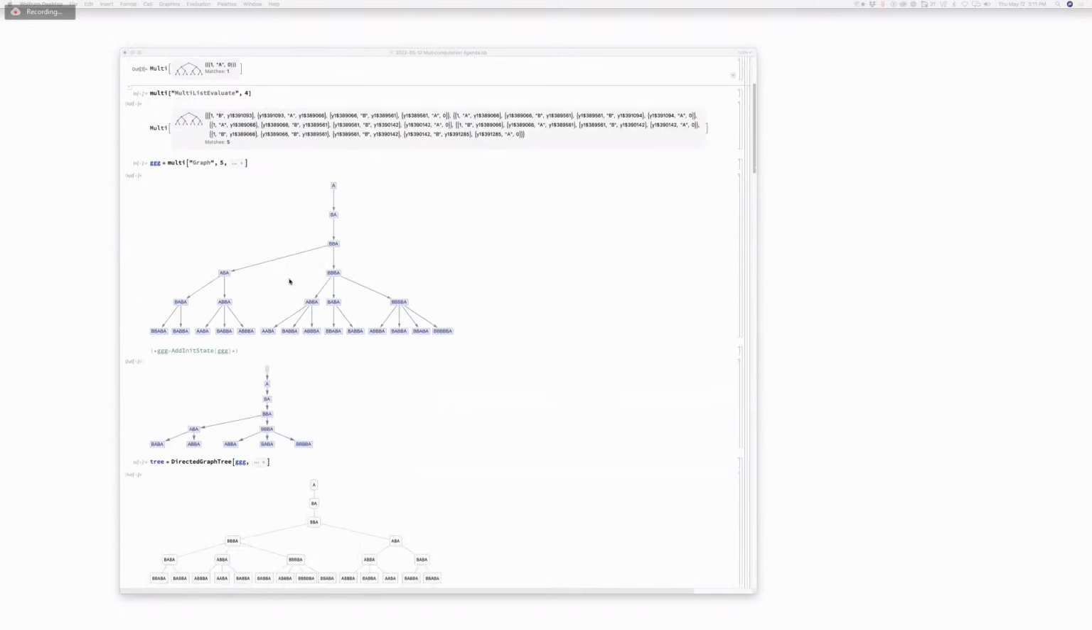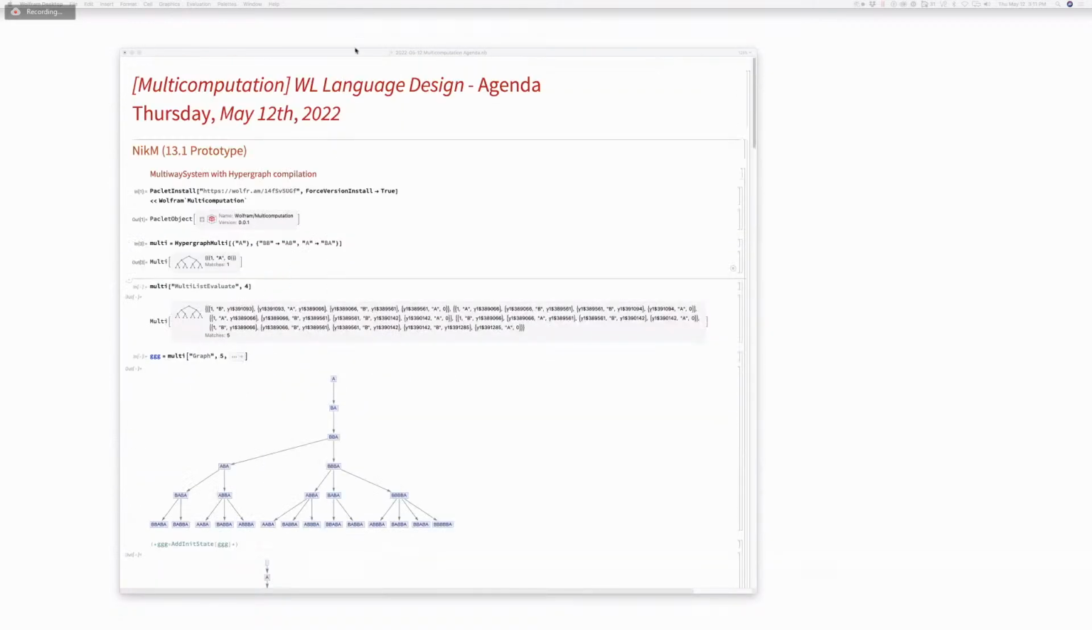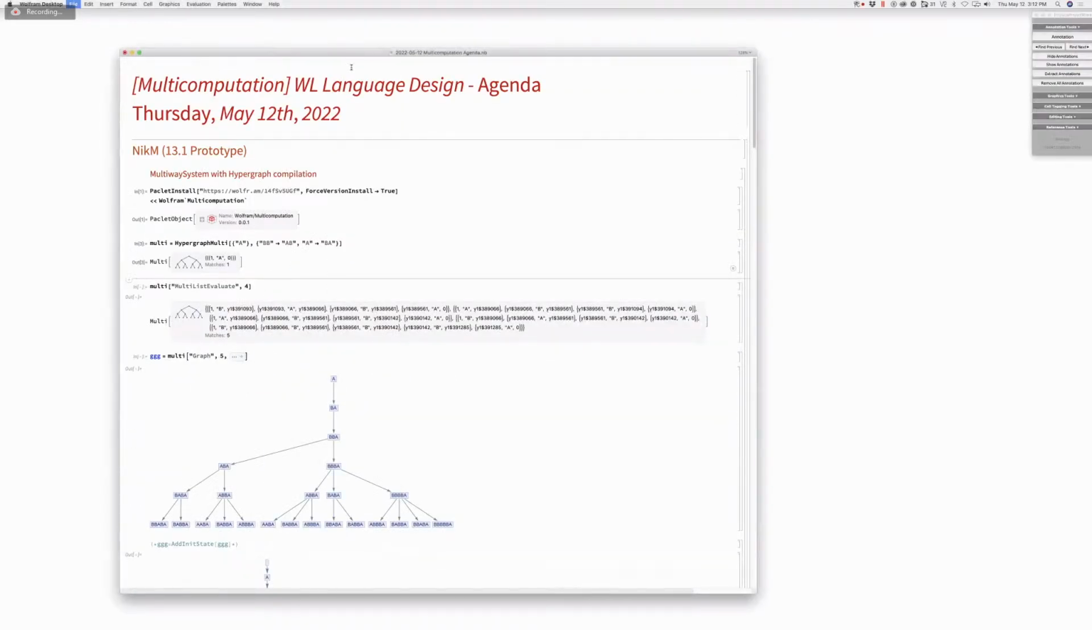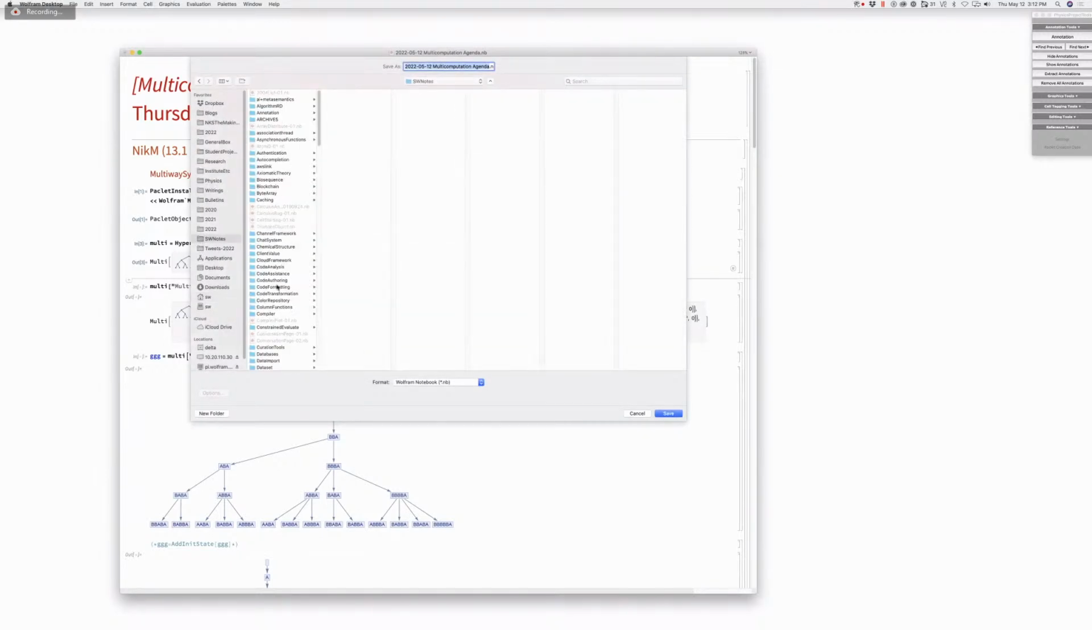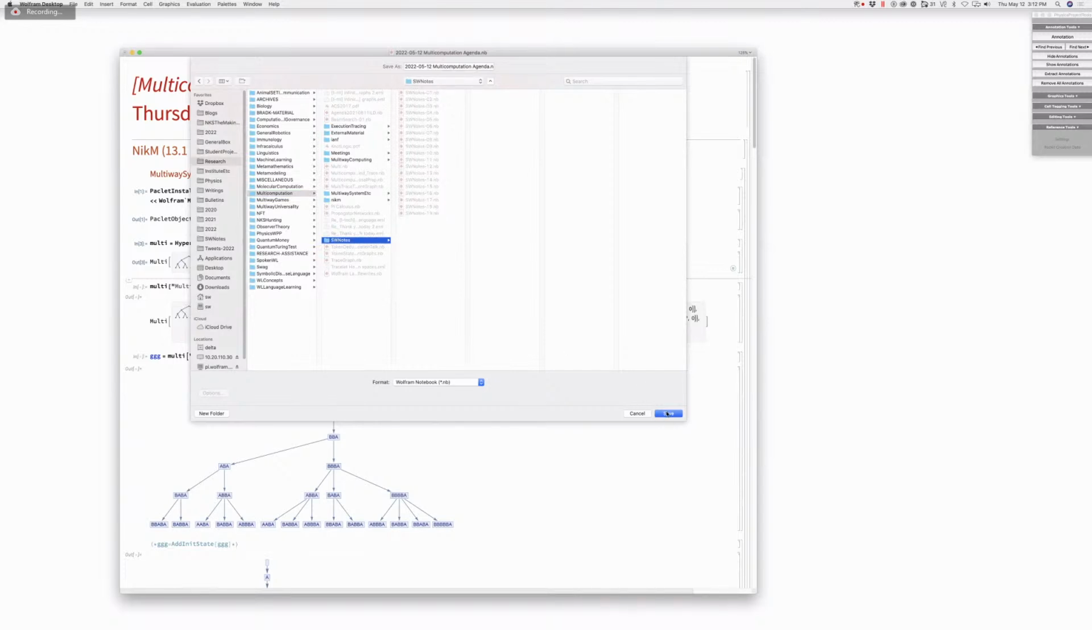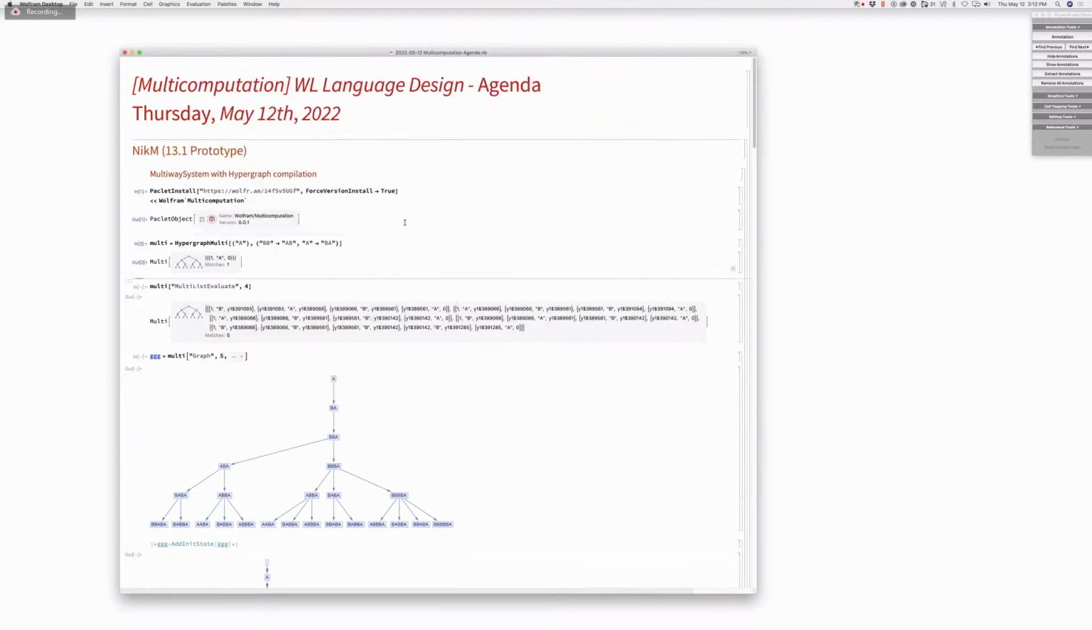So I think actually I should set to save this in an appropriate place here. Excuse me. Where was this being saved? Is this being saved in the research? Yes. Okay. Is it in SW notes, near the bottom? Okay. All right.